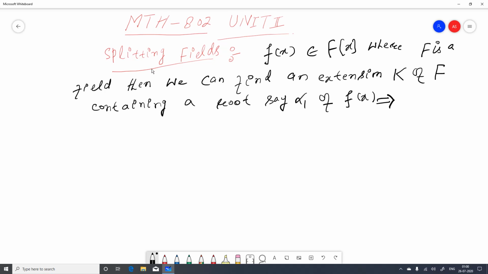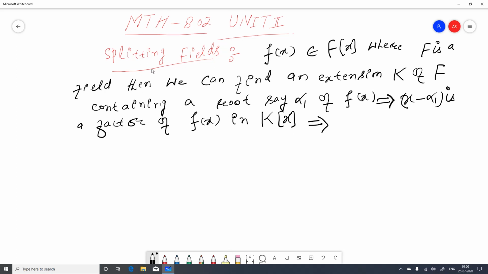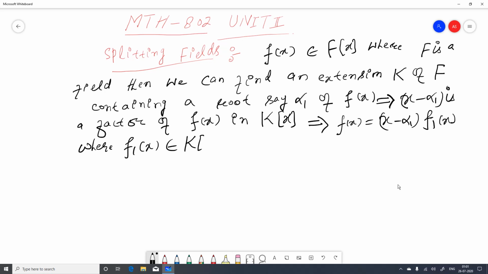So this means that x minus alpha 1 is a factor of f(x) in K[x], or you can say that the polynomial f(x) is (x minus alpha 1) f1(x), where f1(x) belongs to K[x].